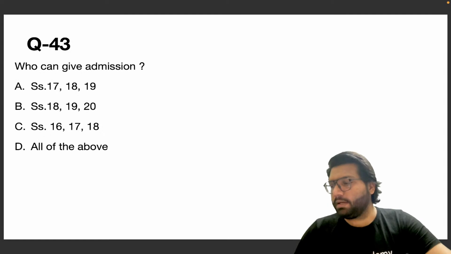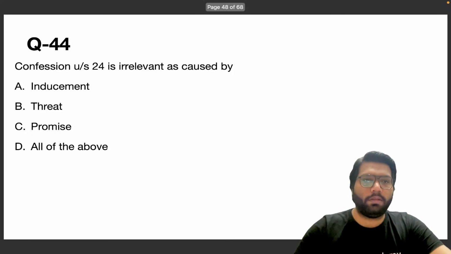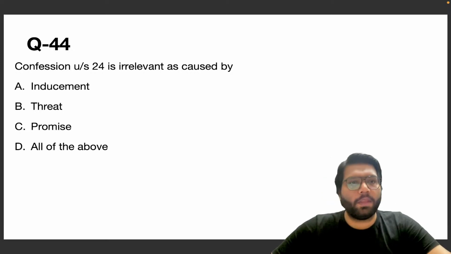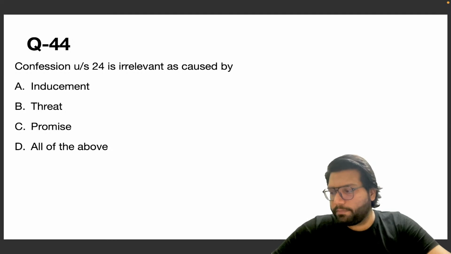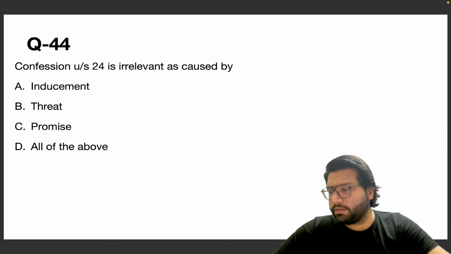First one to answer correctly, Sapna, followed by Amit and Mosmi. B is the correct answer, students. 18, 19 and 20. Confession under section 24 is irrelevant as caused by Sapna, total 50 questions.